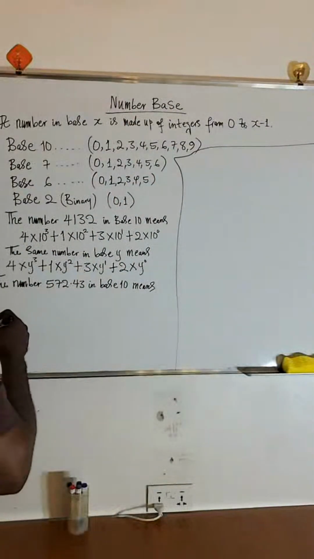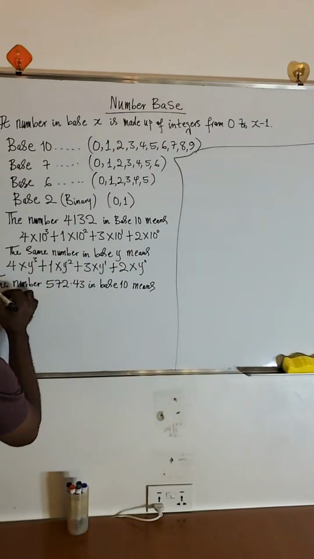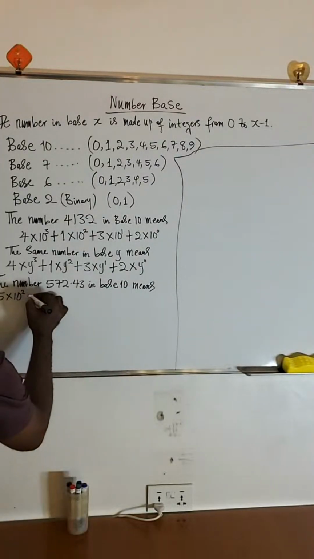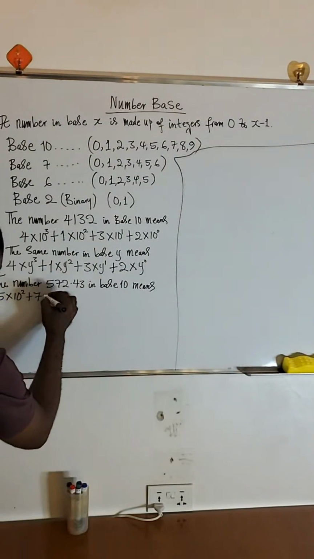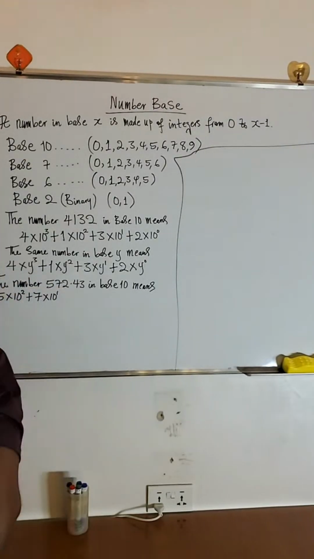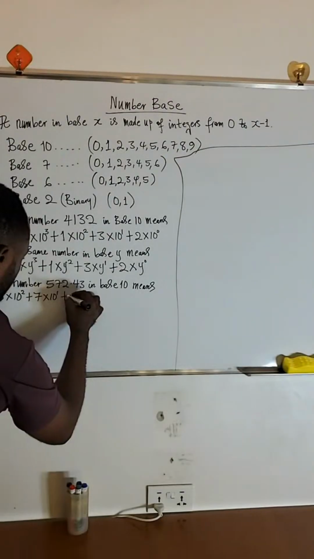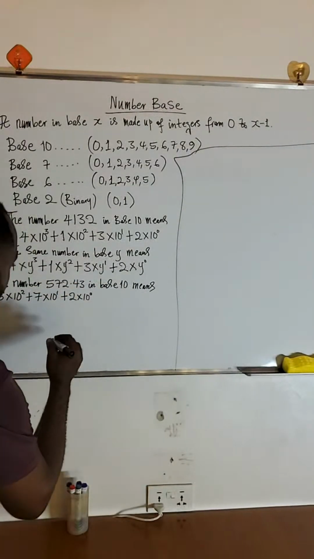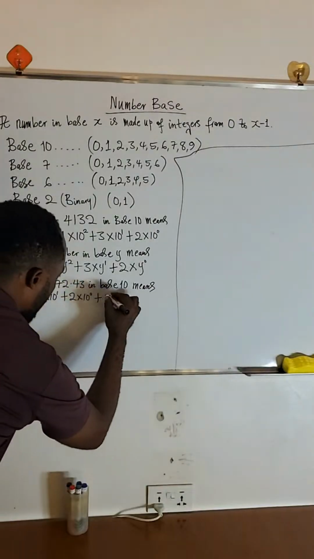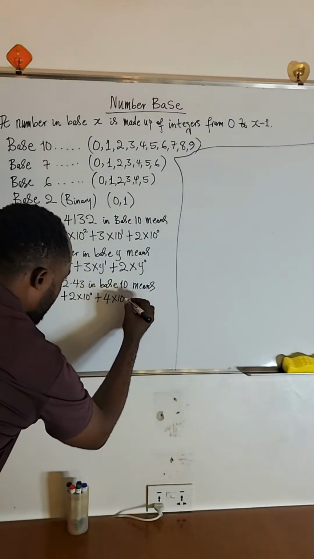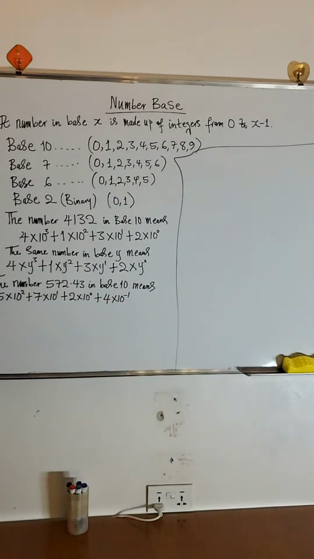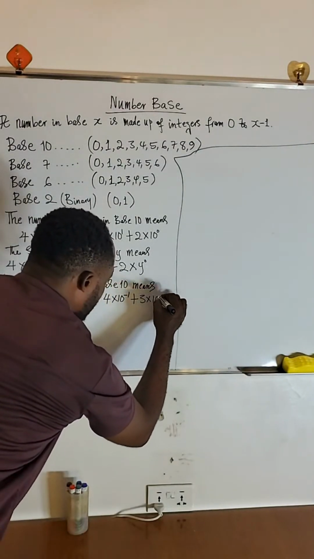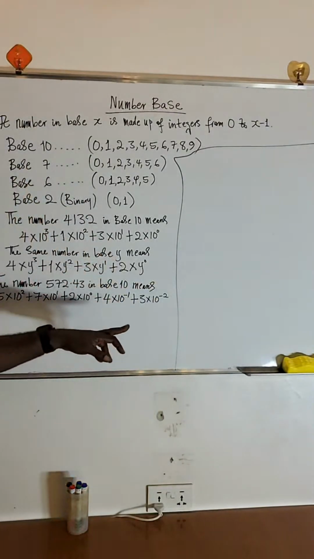All right, so if we have that number in base 10, it means 5 times 10 raised to the power of 2, plus 7 times 10 raised to the power 1, plus 2 times 10 raised to the power 0, and then plus 4 times 10 raised to the power of minus 1, plus 3 times 10 raised to the power of minus 2. Okay?